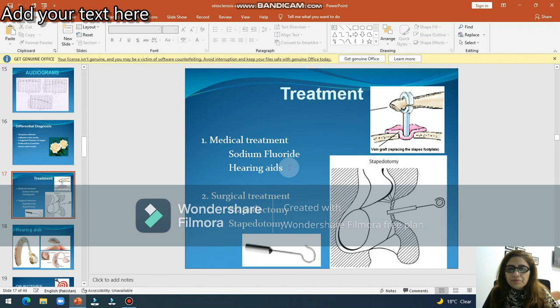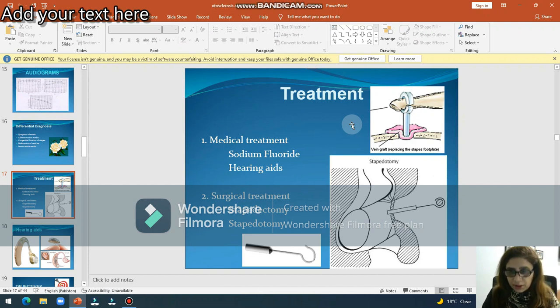Surgical treatment: stapedectomy and stapedotomy. Today we do stapedotomy. We make a hole in the footplate of the stapes and apply a prosthesis. This is called a Teflon piston. We remove the superstructure of the stapes and make a hole in the footplate, and this Teflon piston is attached to the long process of the incus, and one side is inserted in the hole. So it is called a Teflon piston. So the patient will hear normally.